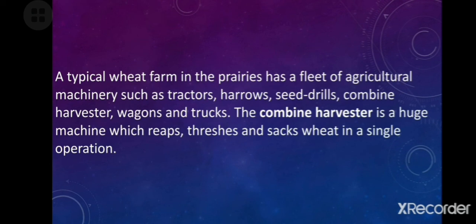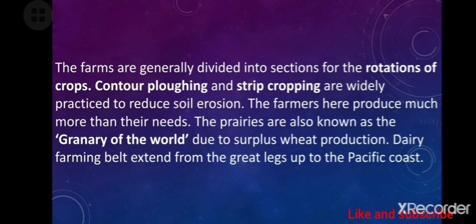A typical wheat farm in the prairie has a field of agriculture machinery such as tractors, harrows, seed drills, combine harvesters, wagons, and trucks. The combine harvester is a huge machine which reaps, threshes, and sacks wheat in a single operation. The farms are generally divided into sections for the rotation of crops. Contour ploughing and strip cropping are widely practiced to reduce soil erosion.